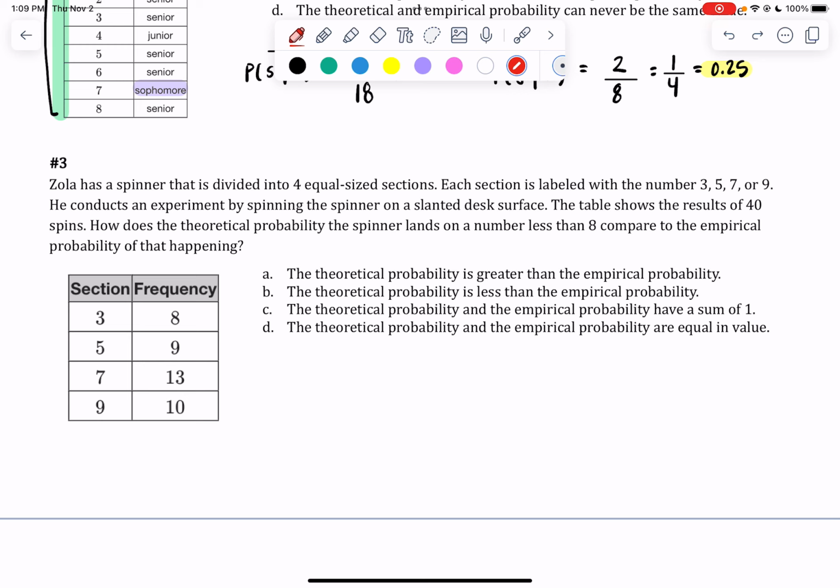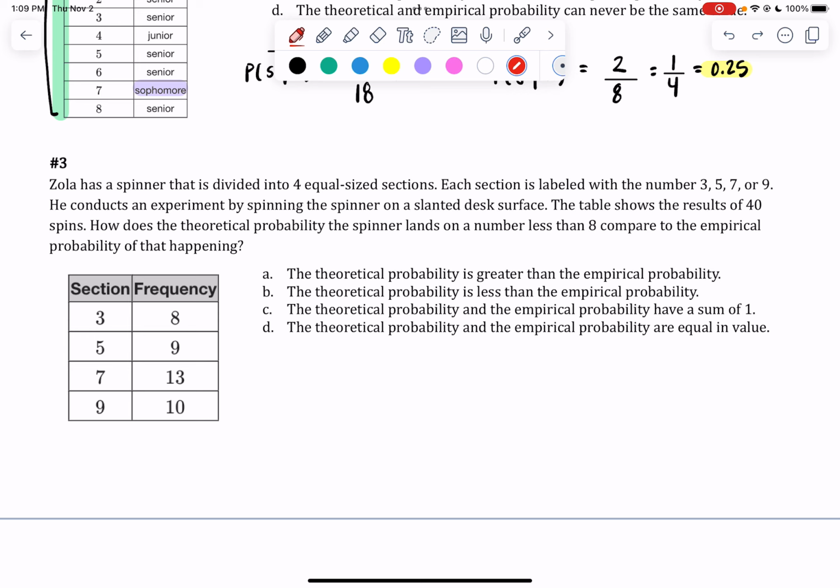All right, number 3. Zola has a spinner that's divided into 4 equal sections. Each section is labeled with a number 3, 5, 7, or 9. He conducts an experiment by spinning the spinner on a slanted desk surface. The table shows the results of 40 spins.